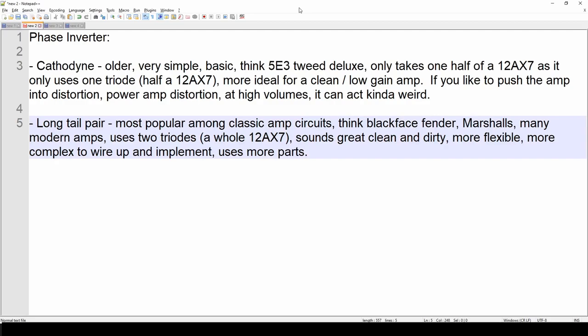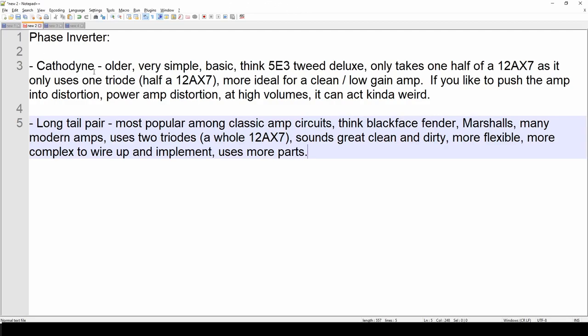And so I would say that this is more flexible, and it sounds great clean and it sounds great dirty. It is a little bit more complicated to wire up, whereas the cathodyne is dead simple to wire. And so it's also going to use more parts, more resistors, more capacitors, and there's more complexity there. If you want my honest opinion, I think the long tail pair is a really nice choice, and I tend to think of it as the default.